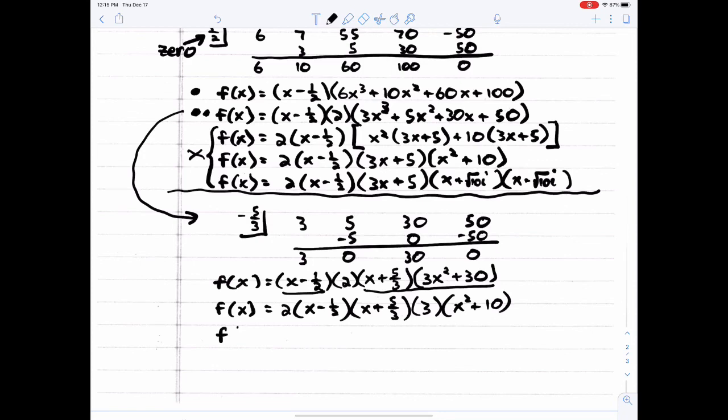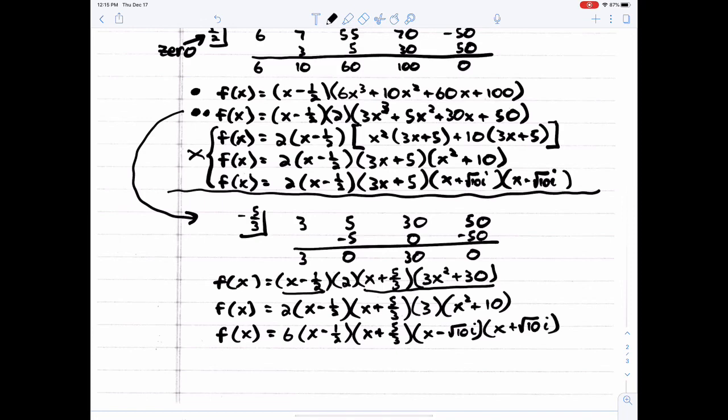Now, I'm going to combine the 2 and the 3 to get 6. x minus a half, x plus 5/3. And then I'm going to factor the x squared plus 10. So it's x minus square root of 10i and x plus square root of 10i, which is the same answer I got up above.